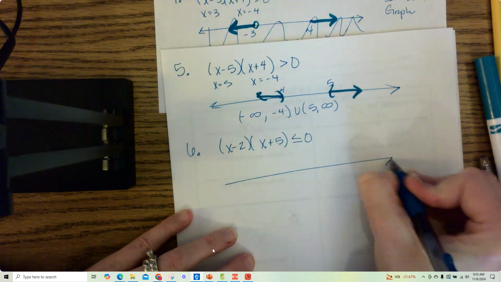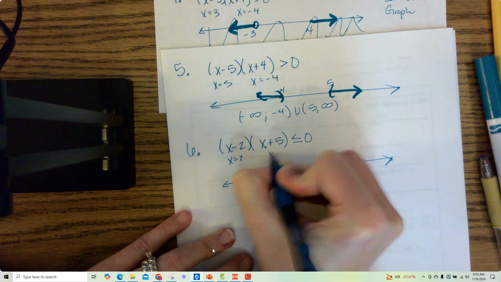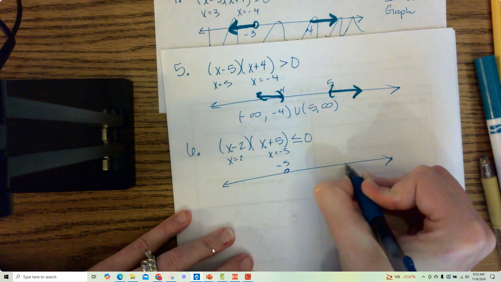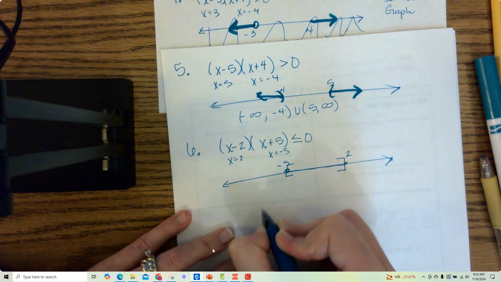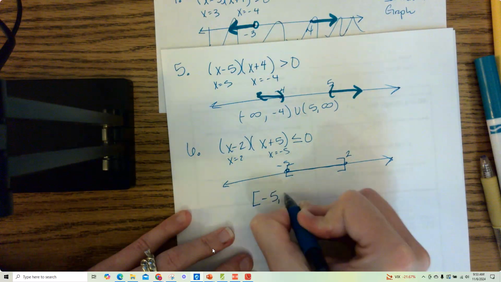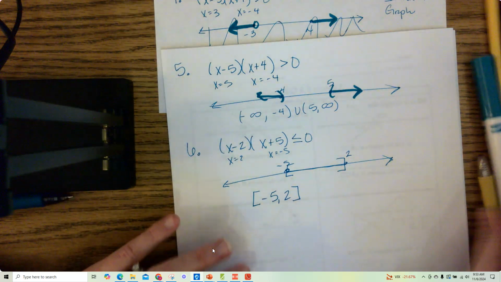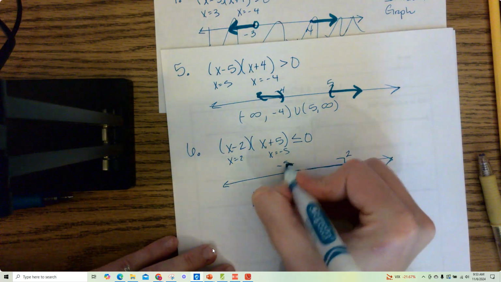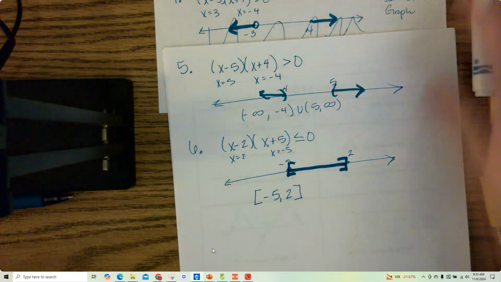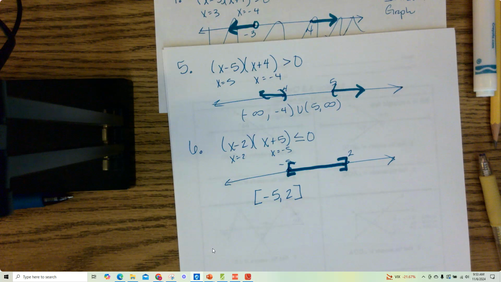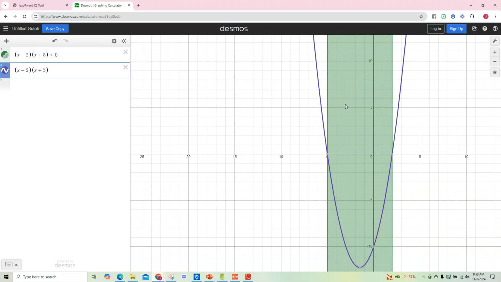So x equals 2, x equals negative 5. So negative 5, 2, it would be here, and then it would be negative 5 comma 2. So watch those signs. So you don't have a union in it? No, because it's just that one area that's the solution. When that sign flips, it's the middle section that becomes the solution.